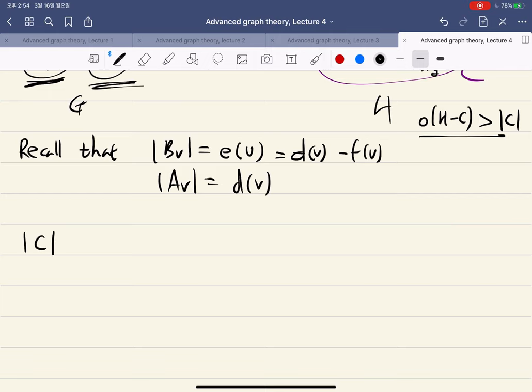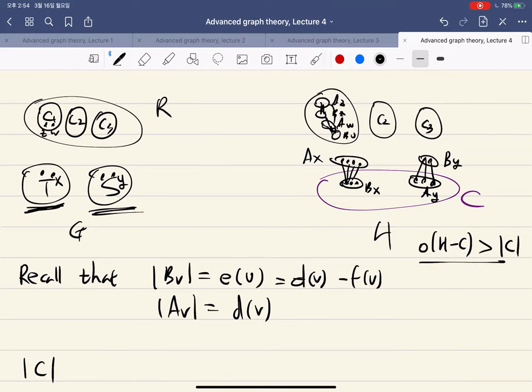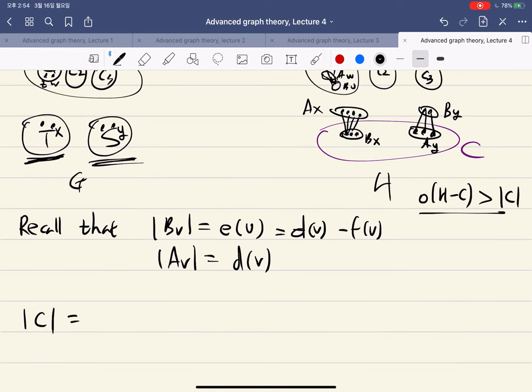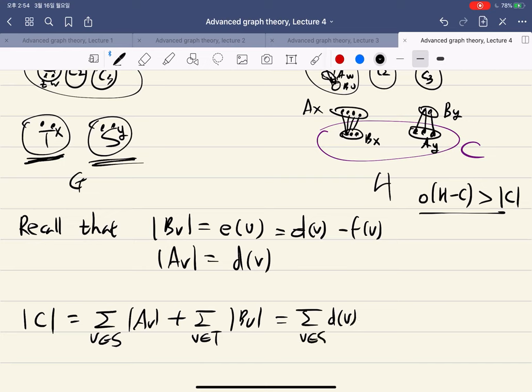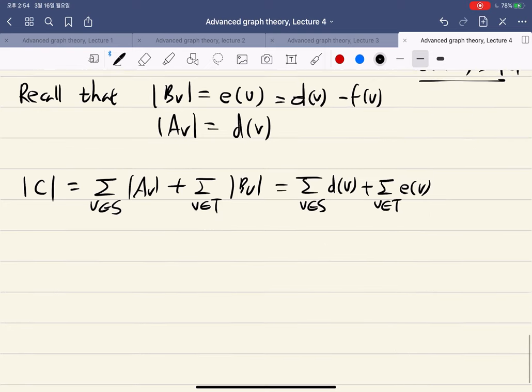So by construction, what's the size of C? The size of C is: you count all the vertices in BX and all the vertices in AY and sum together. So which is the summation of the size of AB for all B in S plus the summation of the size of BB for all B in T, which is the summation of all the degrees in S, and the summation of all the excess degrees in T, which is the degree sum of the vertices in S and the degree sum of the vertices in T minus FT.